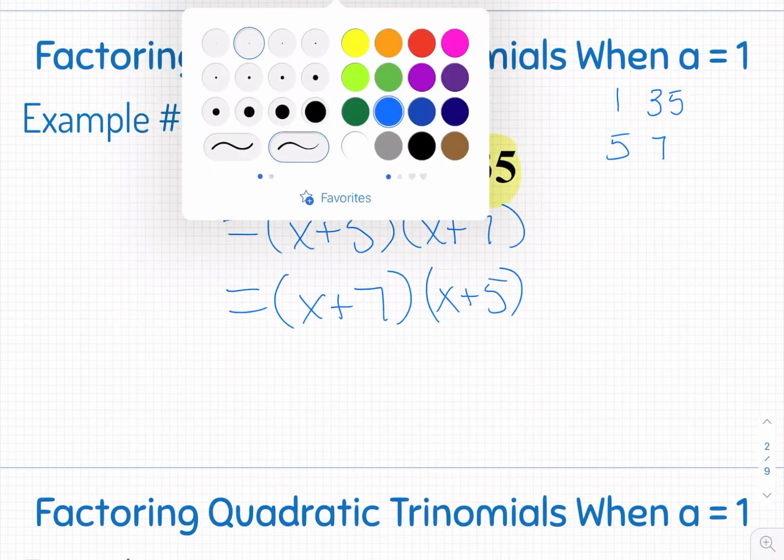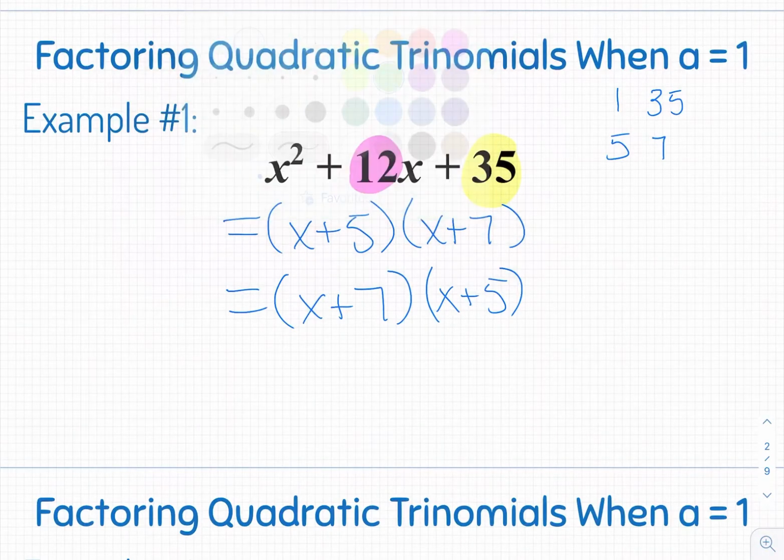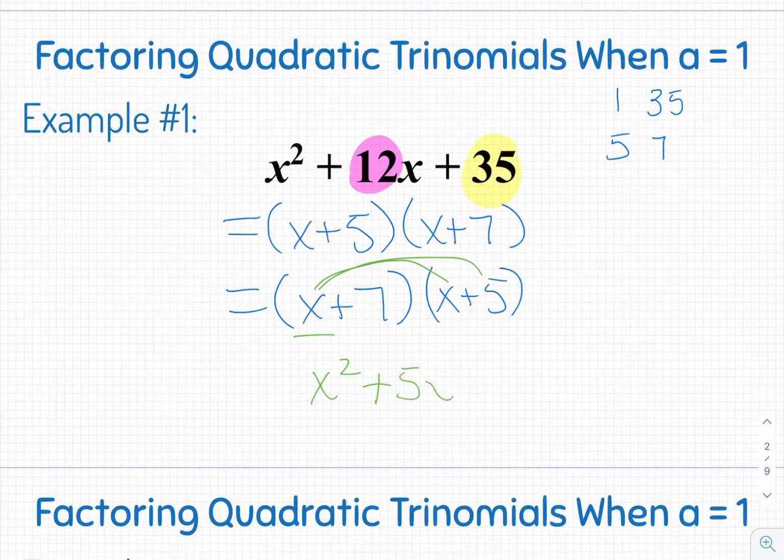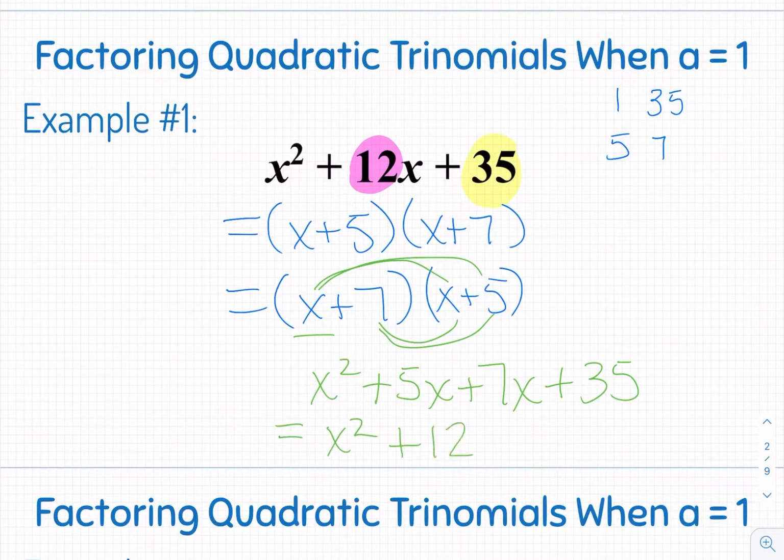And you can always check this. That's the great thing about factoring, it's easy to check back and forth. You could just double distribute like you learned way back in Algebra 1. You could say, okay, x times x is x squared, x times 5 is 5x, 7 times x is 7x, and 7 times 5 is 35. When you combine like terms, you get what we started with.